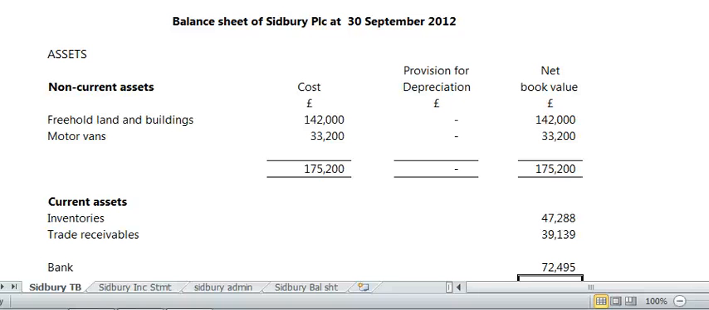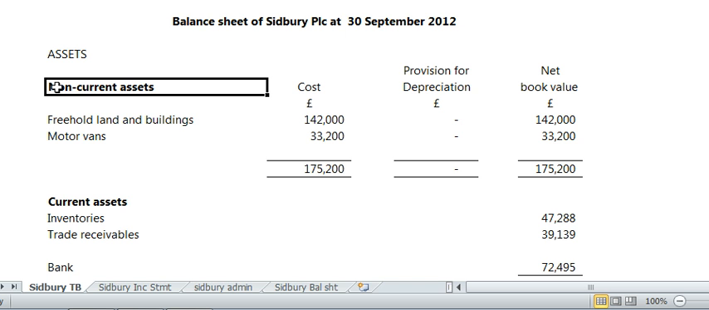Okay, this is the last video. It's about how accruals, prepayments, interest and tax affect the balance sheet. Just to let you know, they do not affect non-current assets, so you complete this section just as you did before.